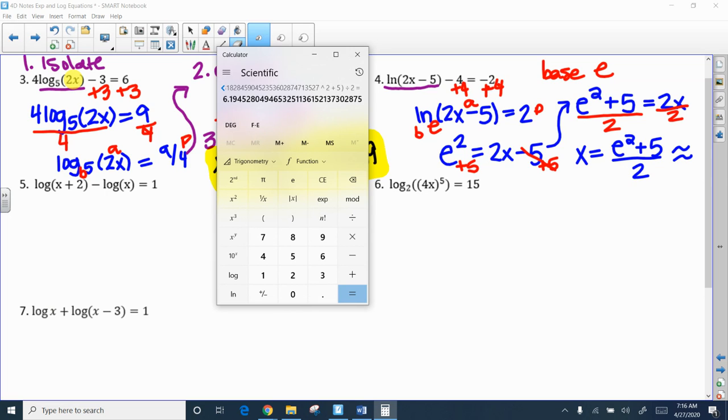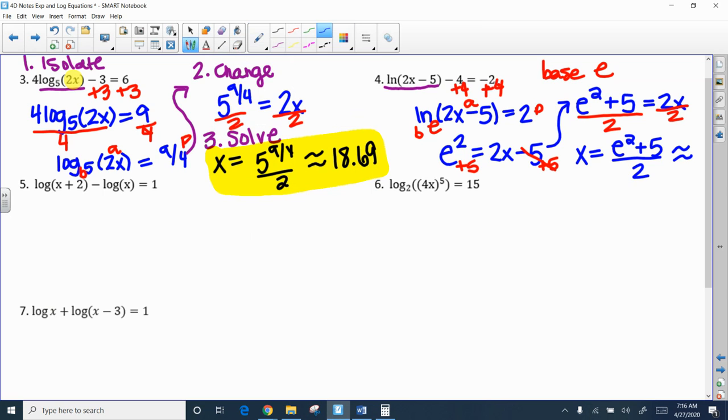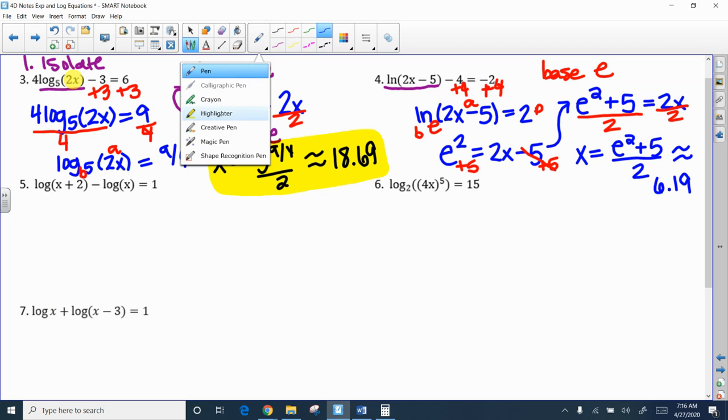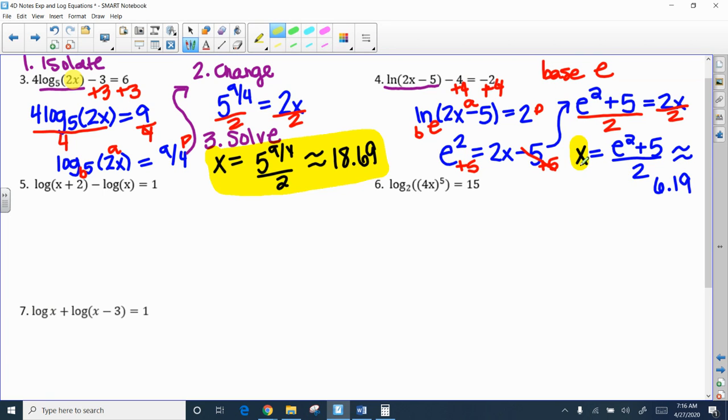All right, so if we put that in our calculator correctly, we should have approximately 6.19. Okay, and again, both of these are correct. The e squared plus 5 over 2 is exact, and the 6.19 is the approximate. All right, we've got a couple more to do here. Number 5. This one we're going to have to use a little bit more of our algebra skills.